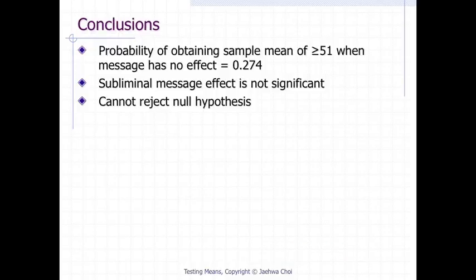What can we conclude from this? The probability is 0.274 that a sample mean of 51 or higher would be found even if the subliminal message has no effect. This is a relatively high probability. The probability should be much lower, such as less than 0.05, in order to strongly support a conclusion that the independent variable has an effect. The probability of 0.274 indicates that the finding might well have been due to chance, and therefore we do not reject the null hypothesis. In short, this experiment does not provide convincing evidence that subliminal messages have an effect, nor does it demonstrate the subliminal message has no effect.